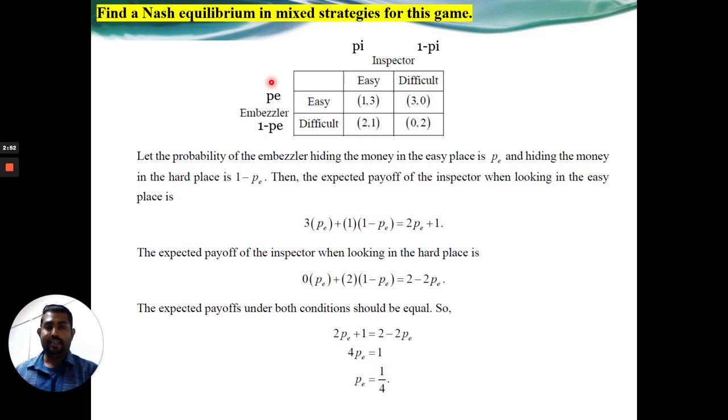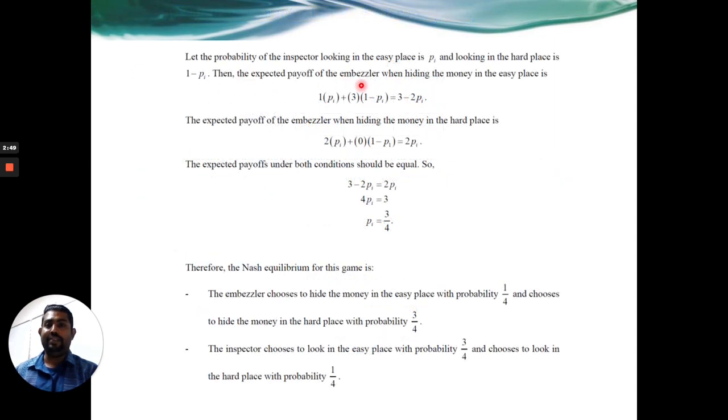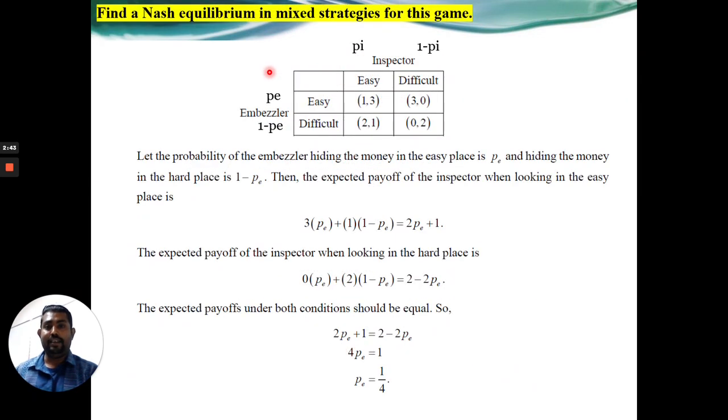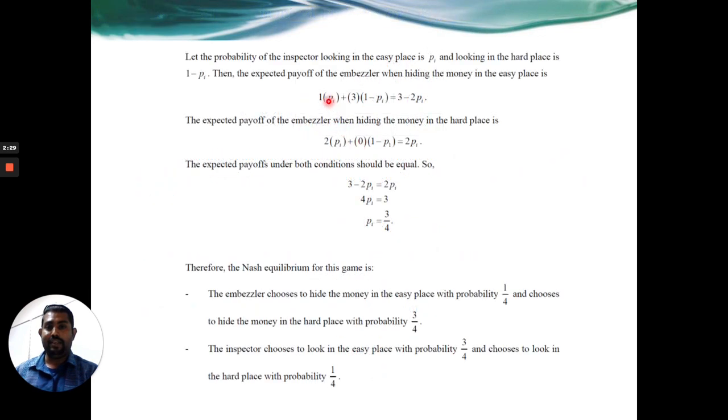And now we use the same procedure to find the probability for the MZilla. If we look back here, when MZilla is playing the easy place, we look at the expected payoff for the inspector between easy and difficult, which is 1 and 3. Using the same formula, 1 PI plus 3 times 1 minus PI equals 3 minus 2 PI. The same goes for when the money is hidden in the hard place: 2 PI plus 0 times 1 minus PI equals 2 PI. Next, make sure you equate those values, and finally you get 3/4.